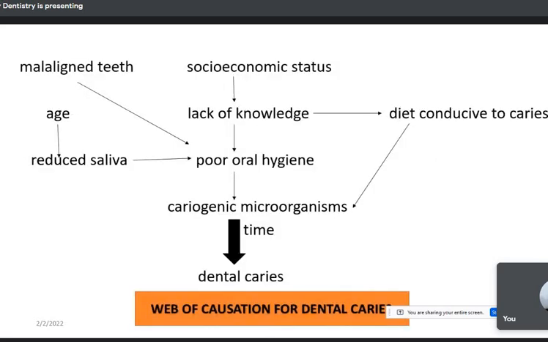Now let's see the example over here. In the dental example, the web of causation for dental caries. Whenever there is a malaligned tooth, you have a lot of crowding in your teeth, and you will have poor oral hygiene. If you have poor oral hygiene, then the cariogenic microorganisms may be there, and then you can suffer from dental caries.